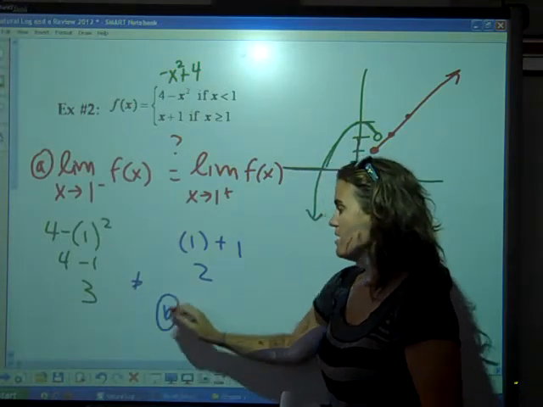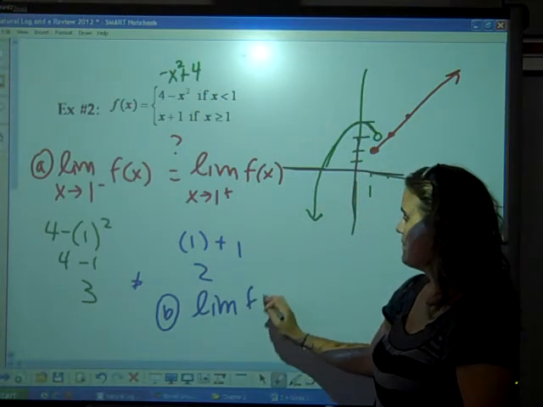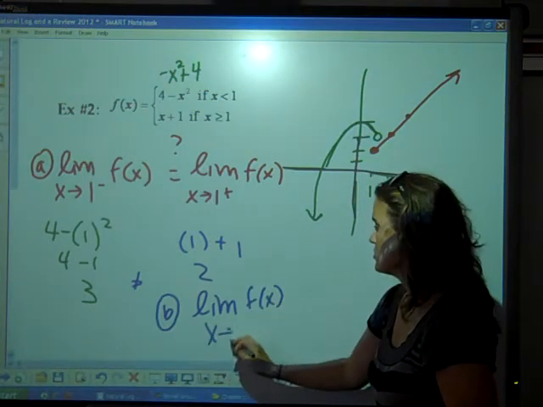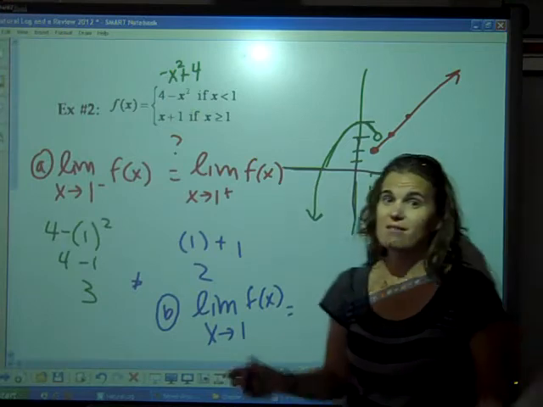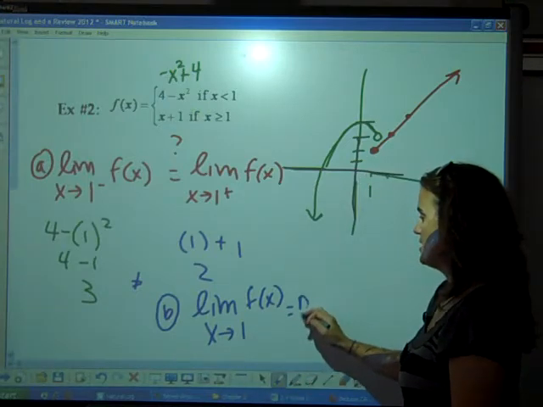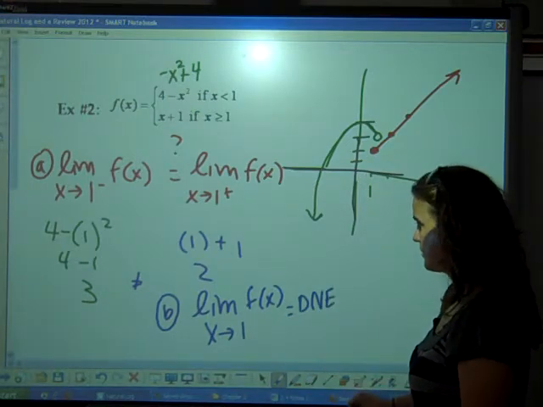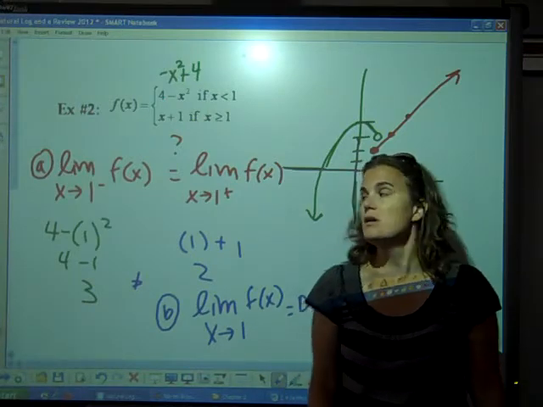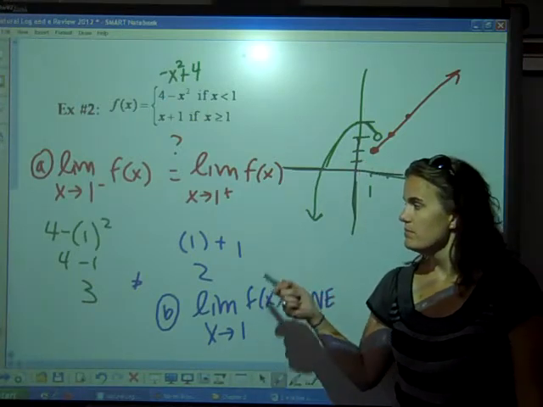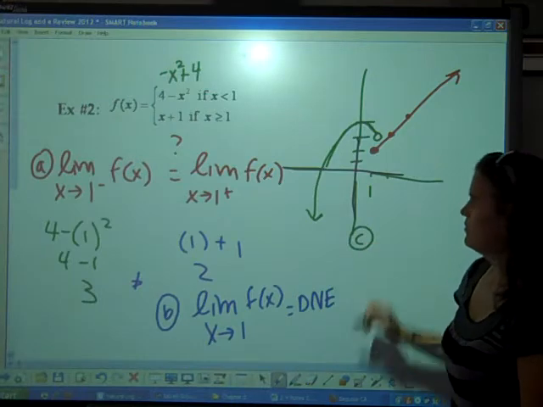Therefore, for part B, if I asked you, what is the limit of f of x as x approaches 1, we could say the limit does not exist. So either DNE or no limit. Okay. So for part C, we can clear this up.